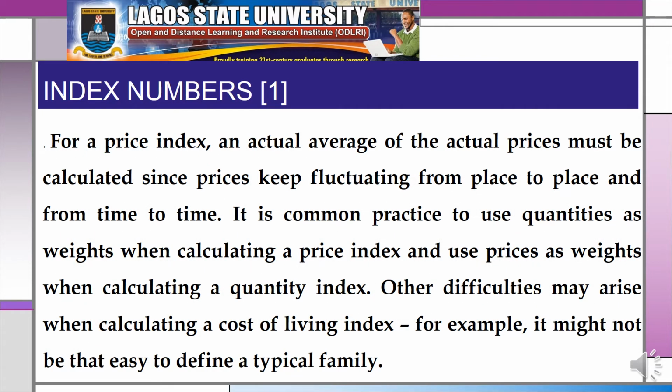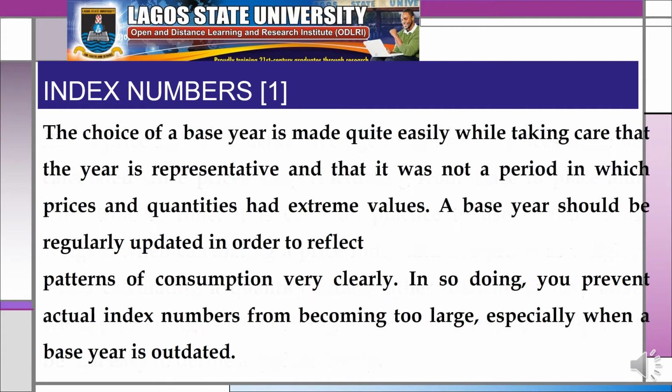For a price index, an actual average of the actual price must be calculated, since price keeps fluctuating from place to place and time to time. It is common practice to use quantities as weights when calculating a price index and use prices as weights when calculating a quantity index. Other difficulties may arise when calculating a cost of living index. For example, it might not be easy to define a typical family.